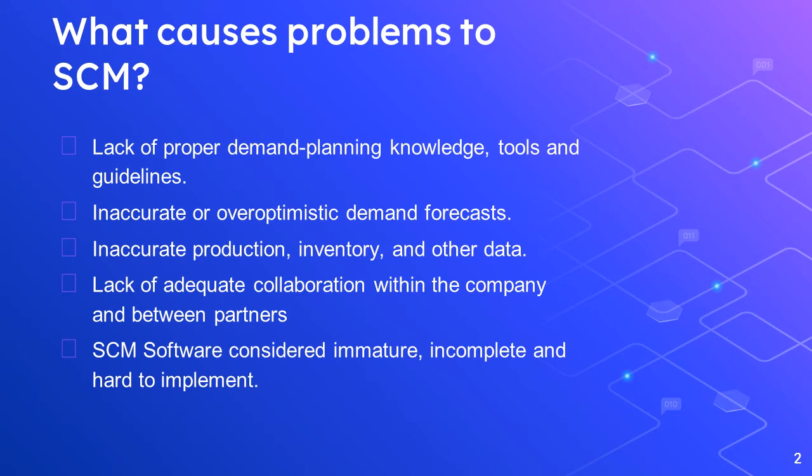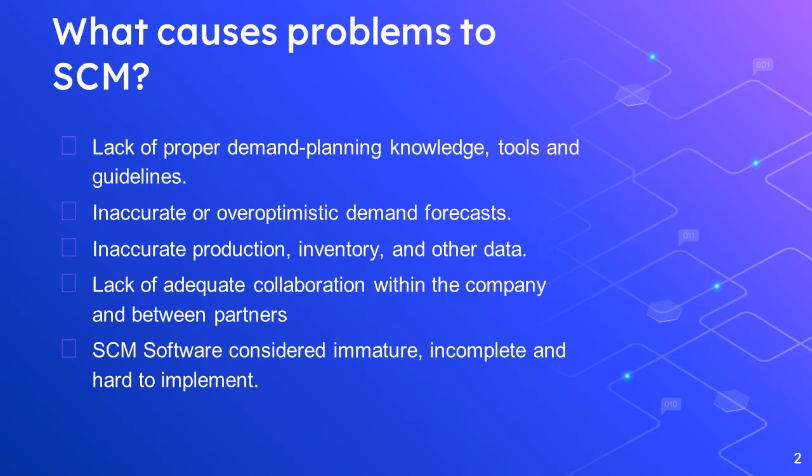So for this, the inaccurate production, inventory and other data. So if you're unable to properly predict a winning team, say for example, then most of the time you would be wasting the jerseys that you produce.